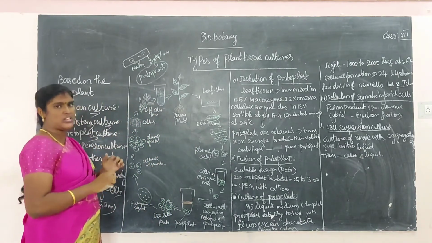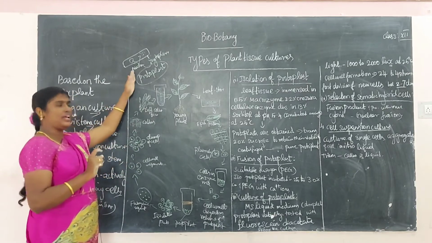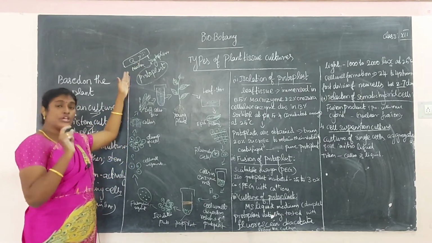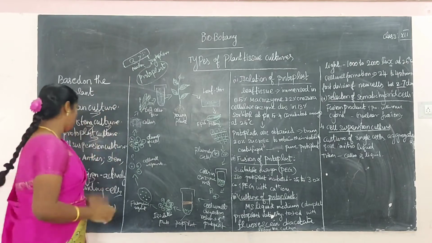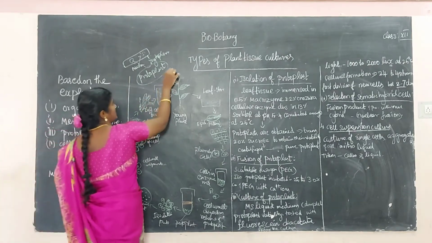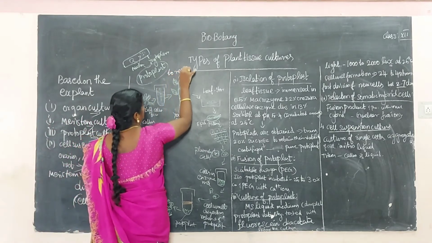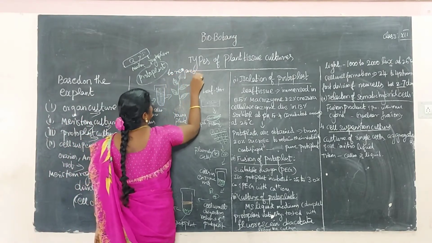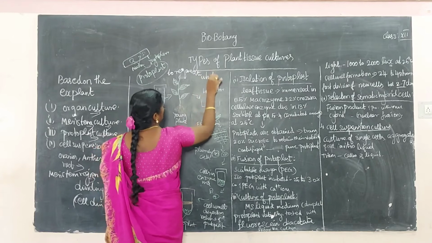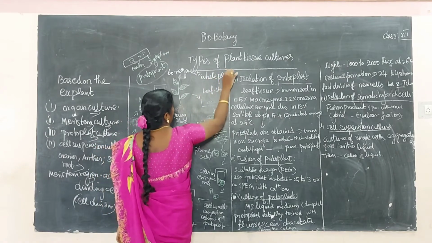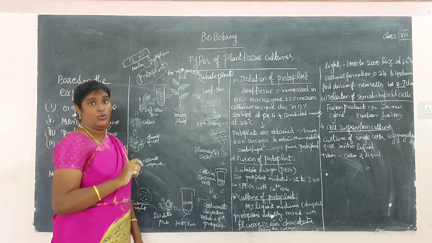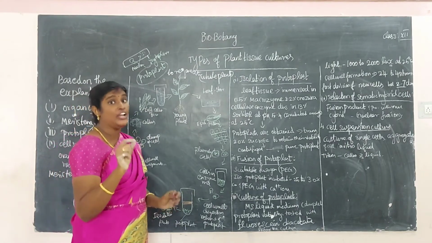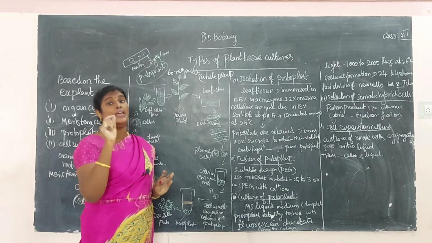So what is protoplasm? Protoplasm is nothing but the nucleus and cytoplasm. Using protoplasm, we regenerate a whole plant. I already said what totipotent cells are: cells that have the capacity to make a whole plant.